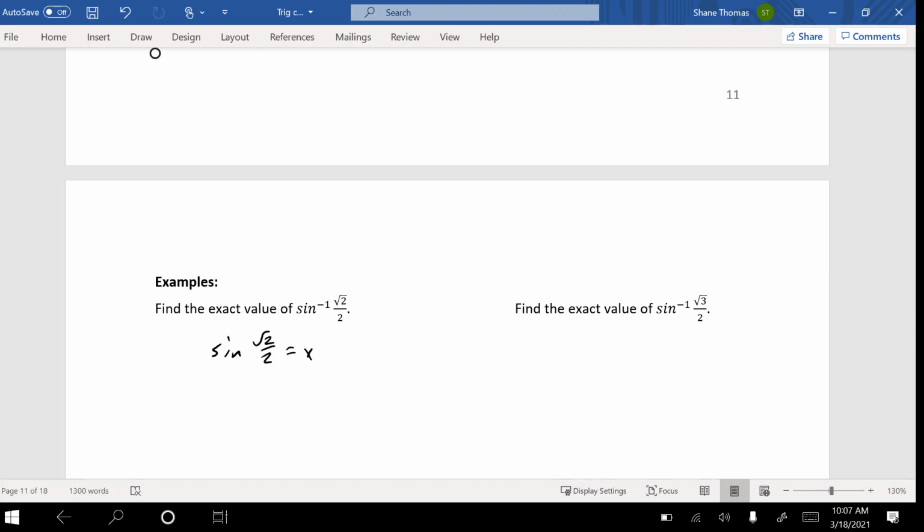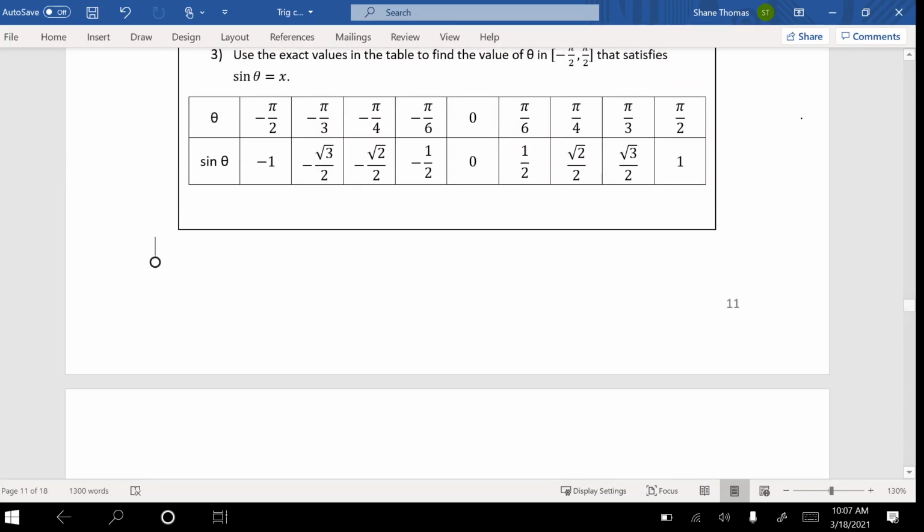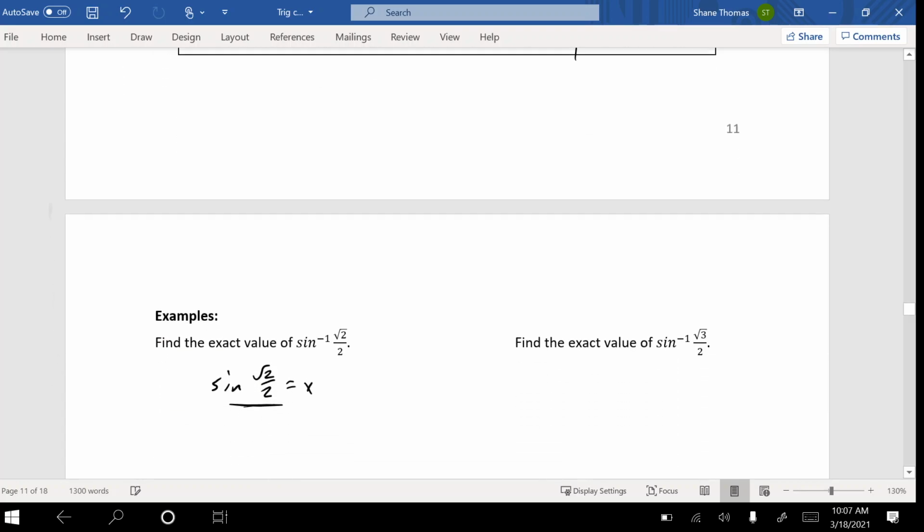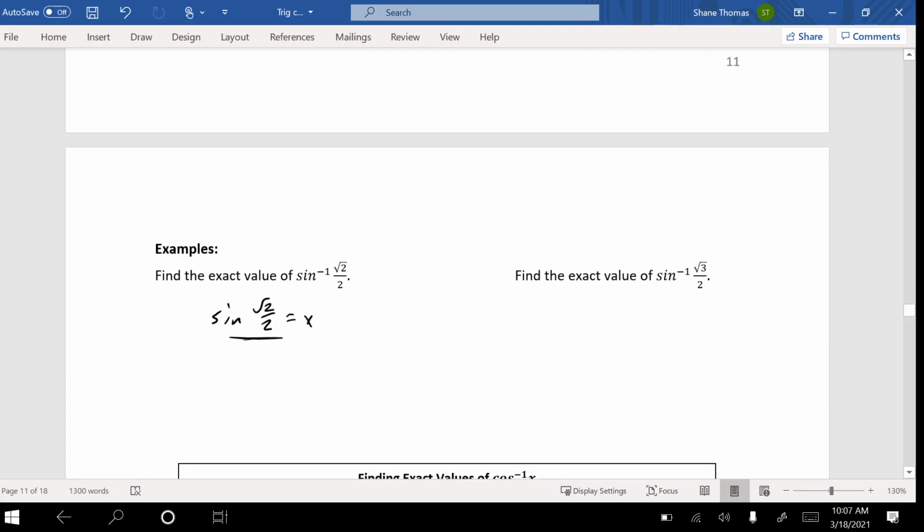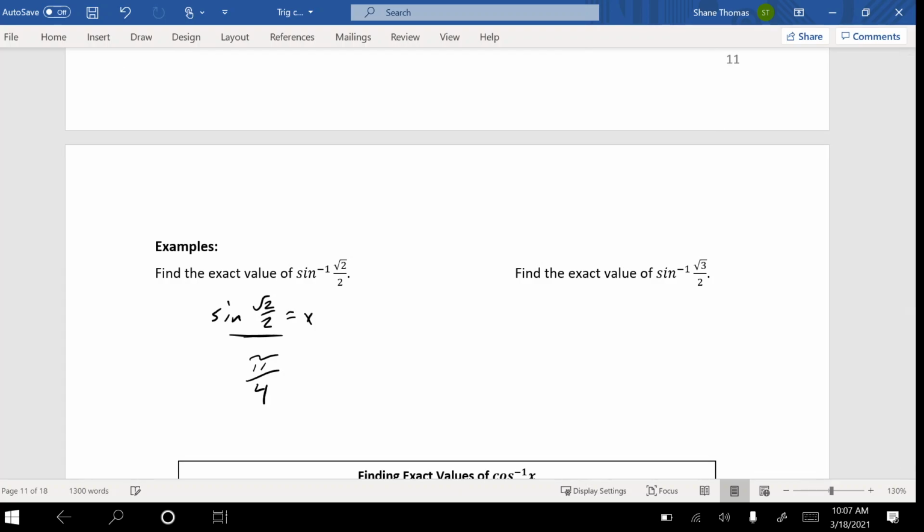If you want to find the inverse sine of root 2 over 2, go to your sine chart, look in this bottom line, and see where you get root 2 over 2. Where do you get it at? Pi over 4. Guess what? The inverse sine of root 2 over 2 is pi over 4. Bingo.